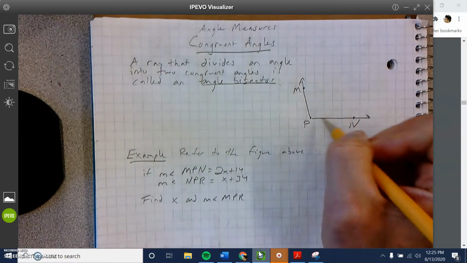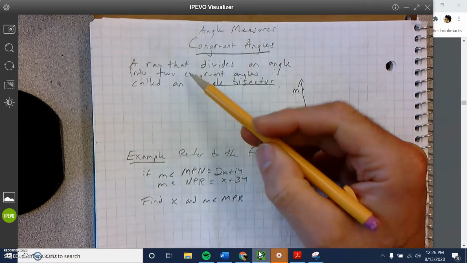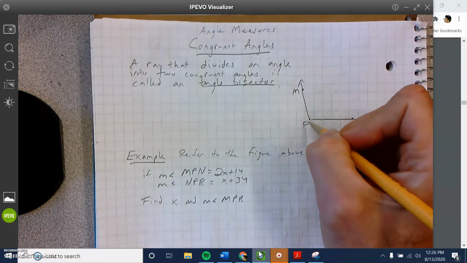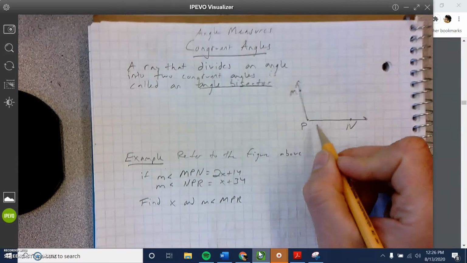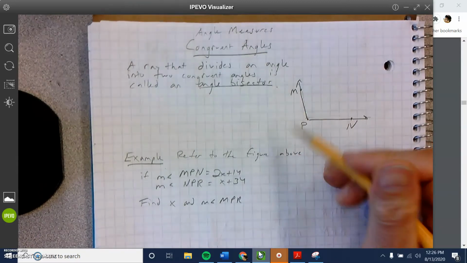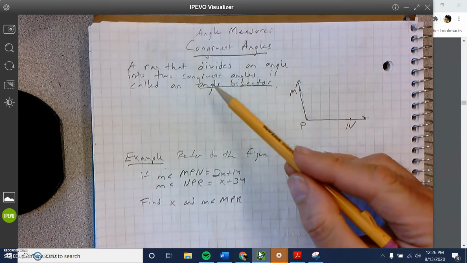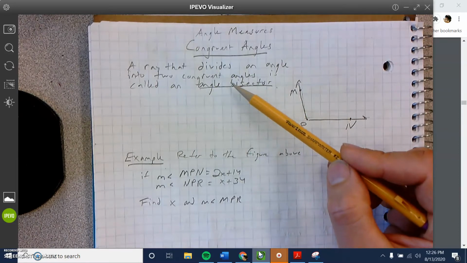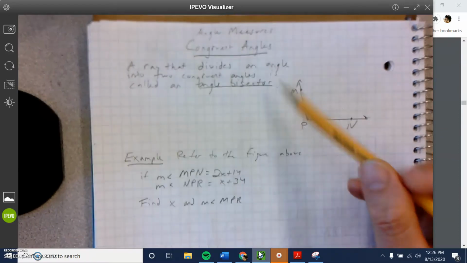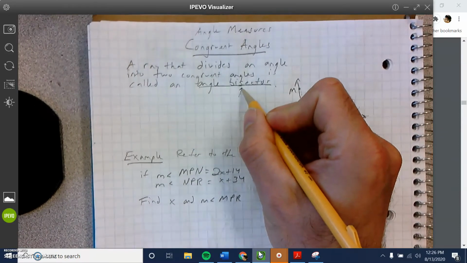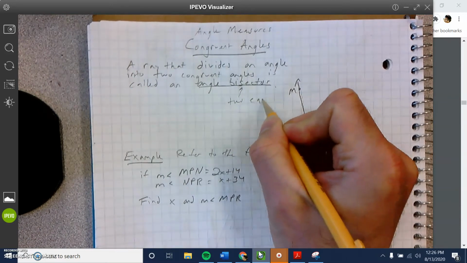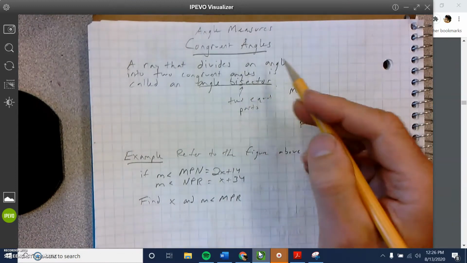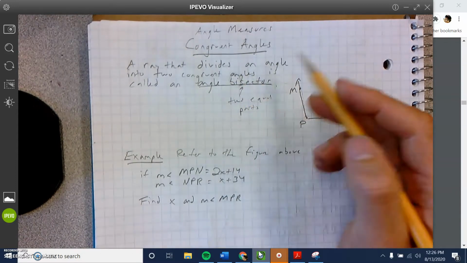So, I drew the picture from the worksheet. A ray that divides an angle. Well, an angle already has two rays, ray PM and ray PN. So I need another ray, a third ray. It divides an angle into two congruent angles, called an angle bisector. So bisector means break into two equal parts. Bi is the prefix meaning two.